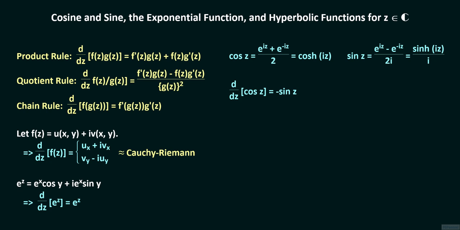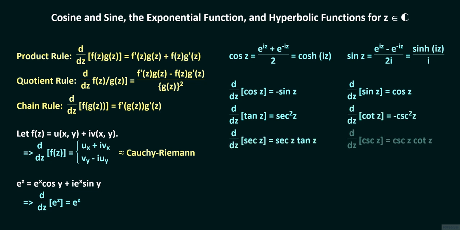Applying a similar strategy, one should find as an exercise that the derivative of sine z is cosine z. With the Pythagorean identity, the product rule, the quotient rule, and the chain rule for derivatives, we should be able to establish these derivative formulas, the details of which we leave as exercises.